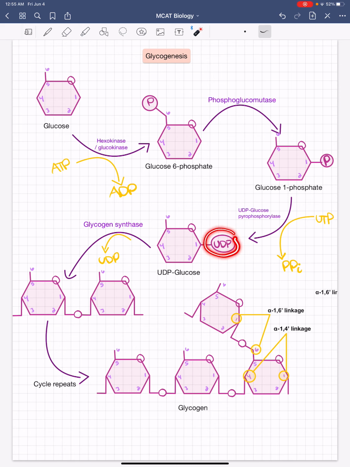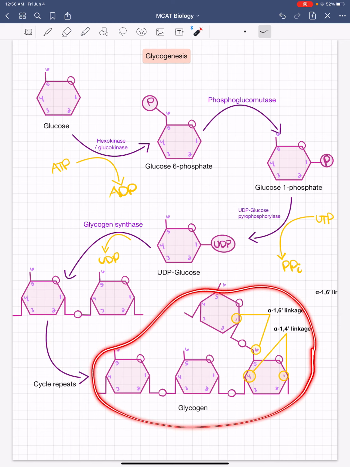The enzyme glycogen synthase helps to catalyze a reaction where UDP is removed from UDP glucose, while the glucose molecules are joined together at carbon 1 and carbon 4. This is known as the alpha-1,4 glycosidic bonds, which can also include alpha-1,6 glycosidic bonds. The cycle ends up repeating as a polymer of glucose molecules begin to form, in which case we call this glycogen.